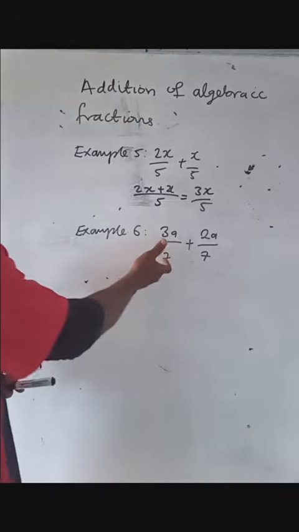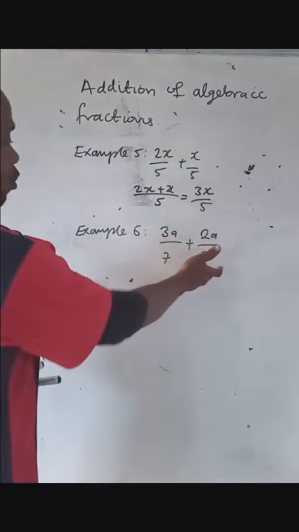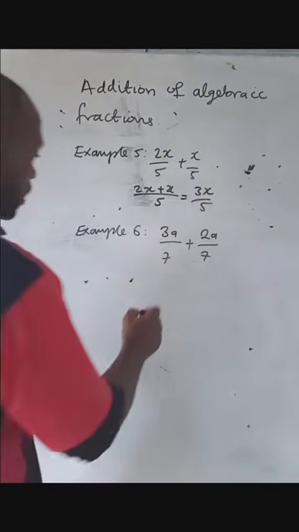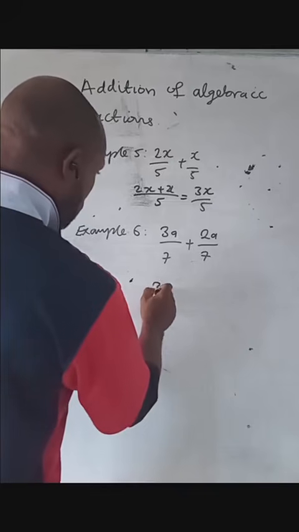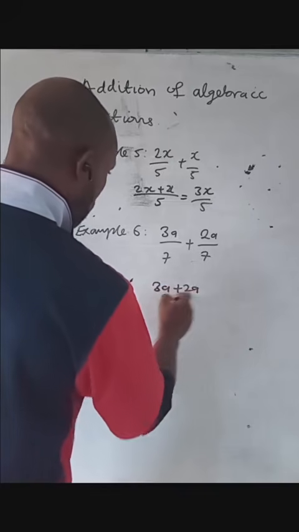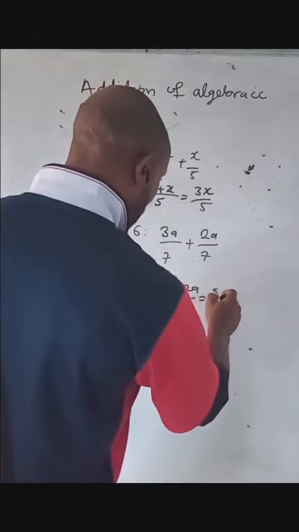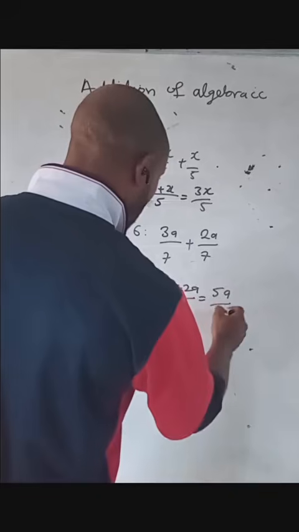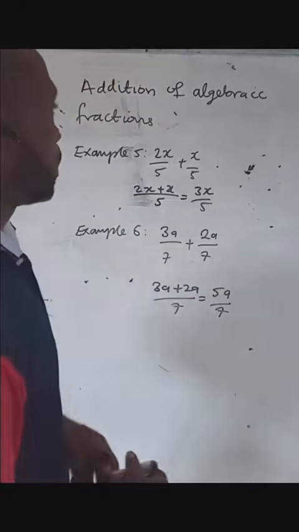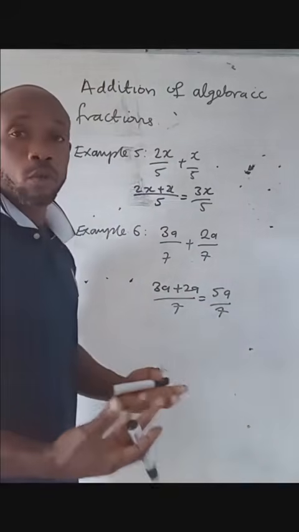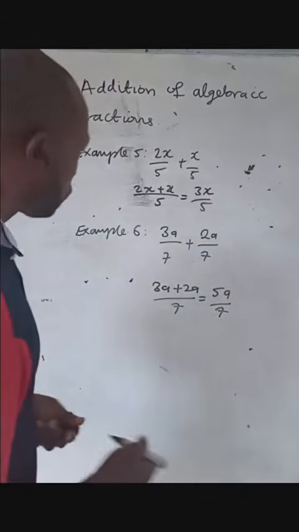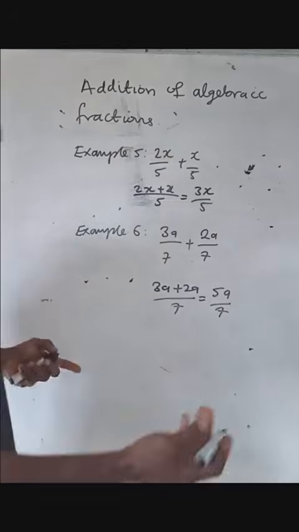Same thing applies to example 6. The denominators are the same. Therefore, the expression is 3a plus 2a all over 7, which is the same thing as 5a all over 7. This problem can also be solved in a different way. Now, you can do it this way.